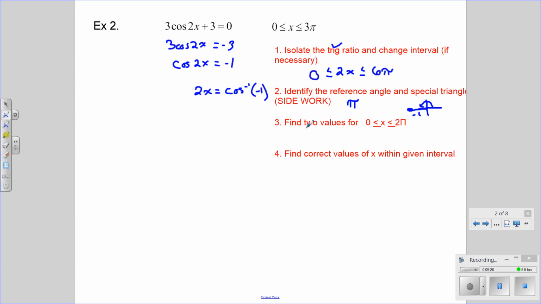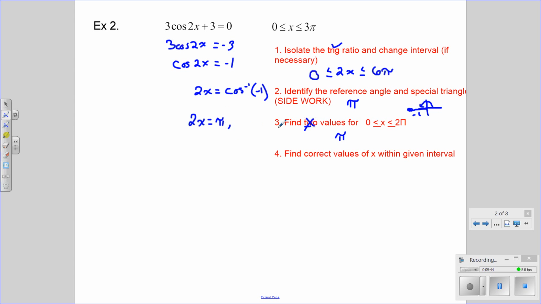So find the two values. Well, for this one I won't have 2, I'll just have 1. That happens at pi. And now I need to think, well, when else would this happen? All the way up to 6 pi. So again, I'm going to keep this 2x for a moment. Inverse cosine at -1 occurs at pi.